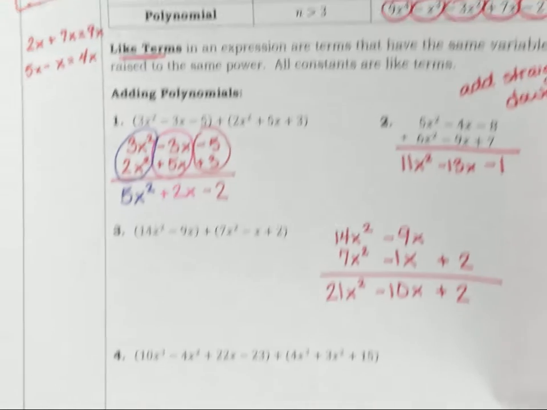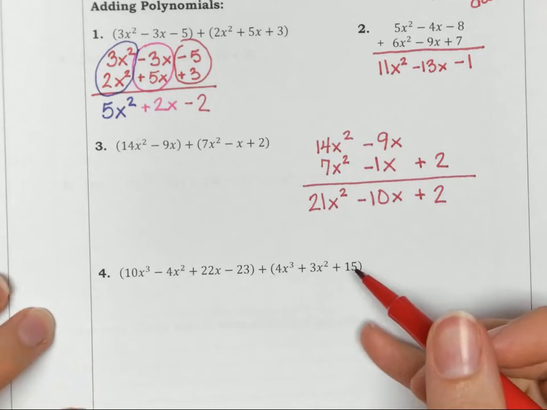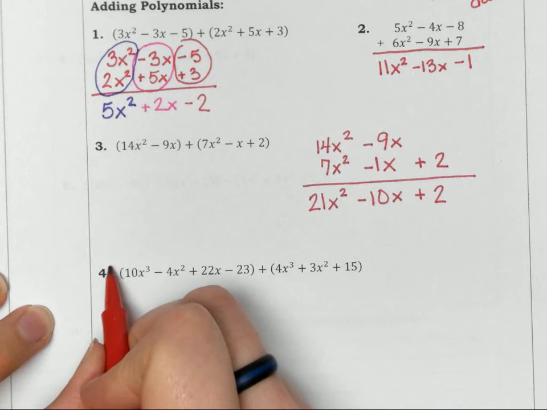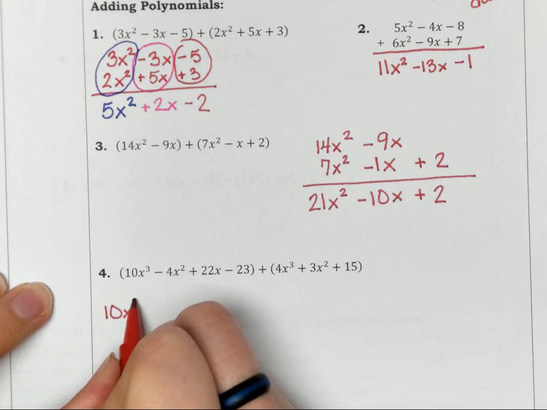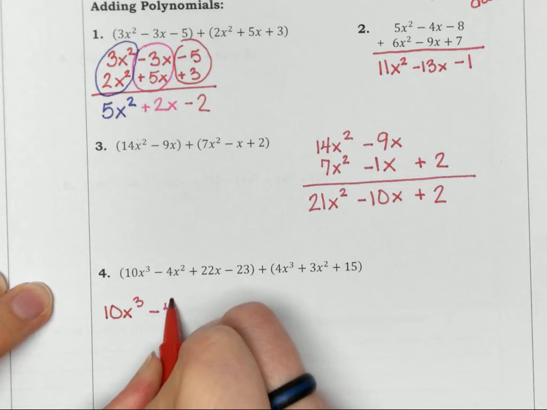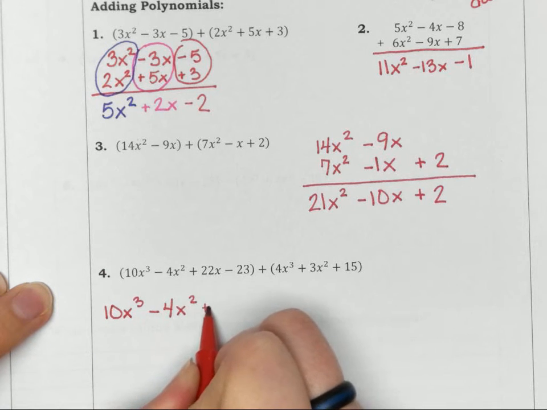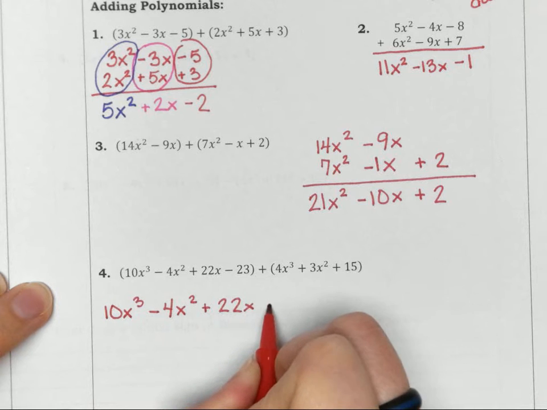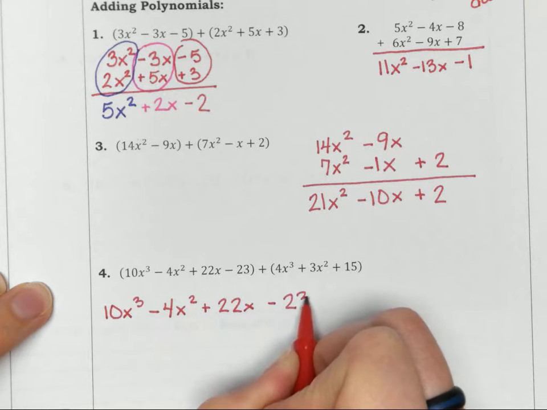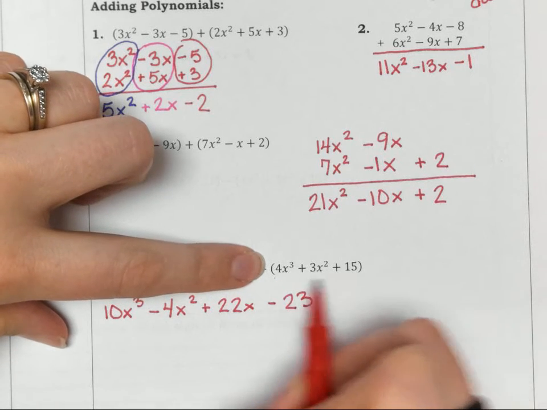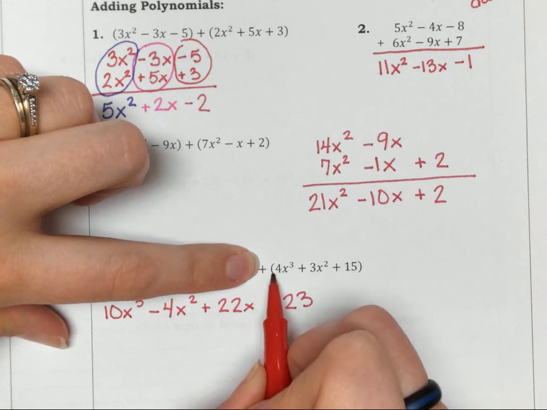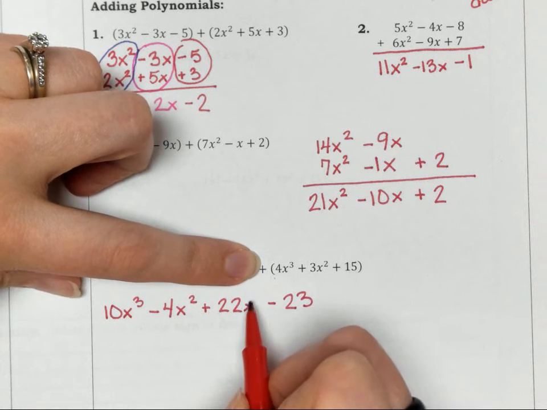All right, last one. Again, nothing out in front. I'm just going to rewrite this: 10x to the third power minus 4x squared plus 22x minus 23. And then we're going to say plus all of this stuff here. And again, there's nothing in front, so I'm just going to rewrite this underneath.